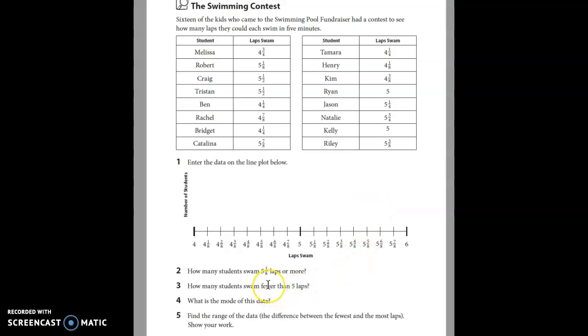Number 4, what is the mode of your data? To find the meaning of mode, go back in our slides to find that definition and how to solve for it. And number 5, find the range of your data. And this tells you what to do. Find the difference between the fewest laps and the most laps and show your work. If you need a reminder of how to do that, go back to today's slides and take a look.